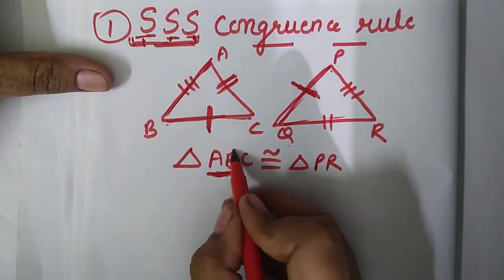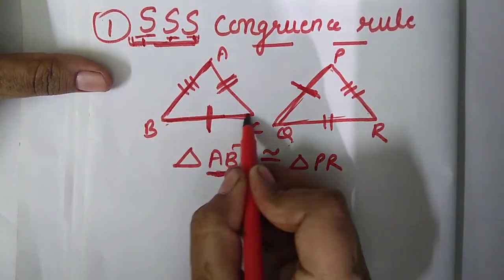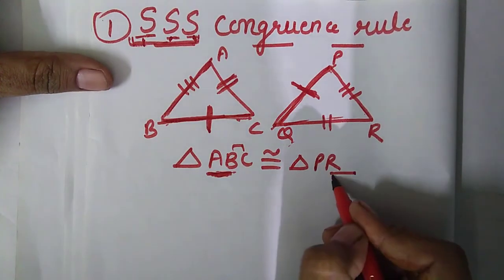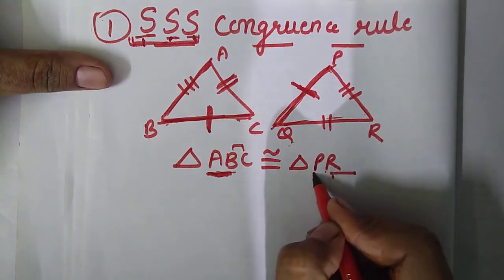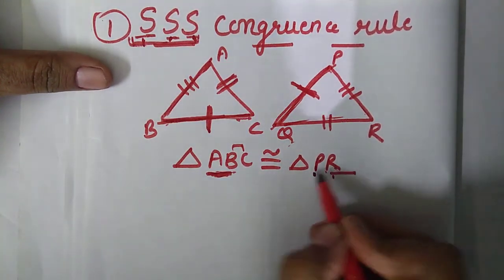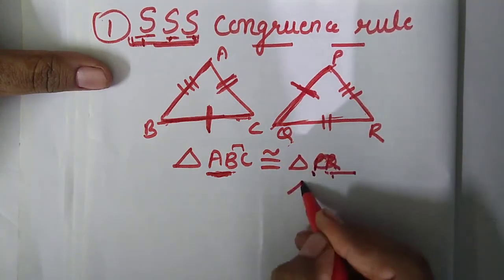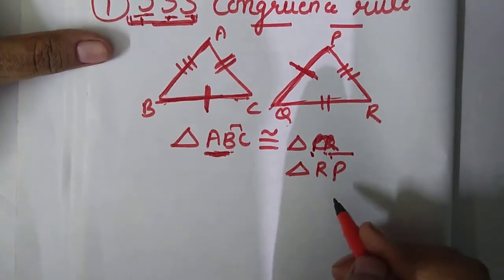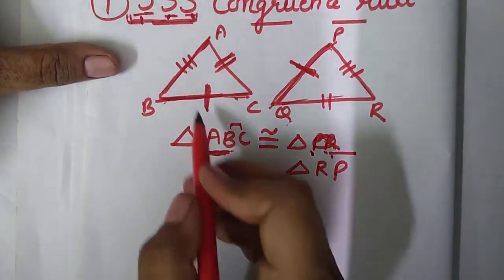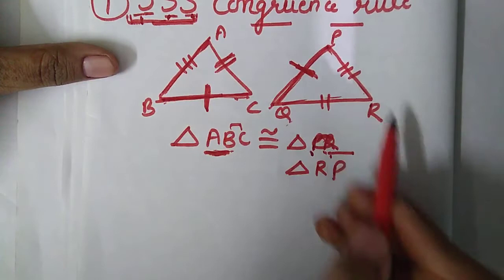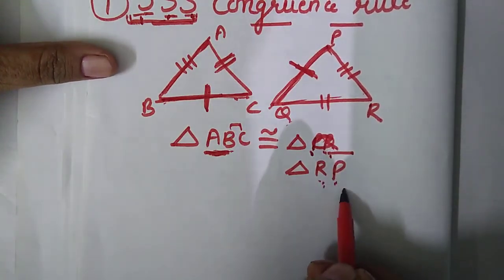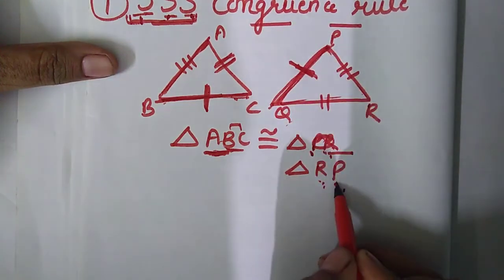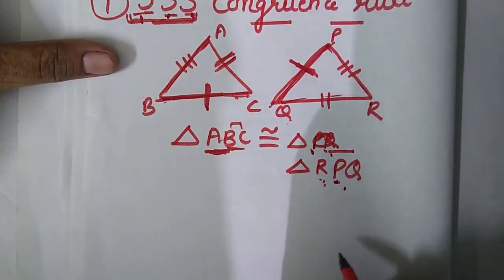AB, PR, then come to BC. BC is equal to which side? BC is equal to PQ. So there must be PQ. But here P is at first, so I will interchange this. Let it be RP. I am changing the first one because this does not affect the first one. AB is equal to PR, or you can write RP. Now BC is equal to PQ, and P is already here, so Q will be there.